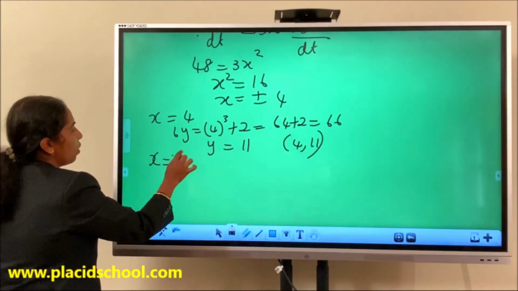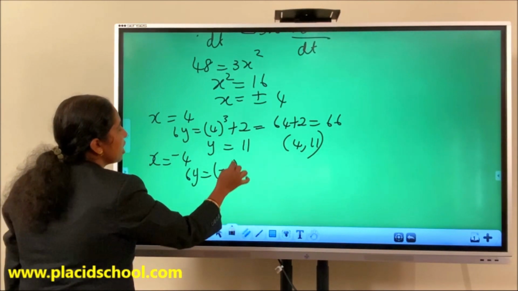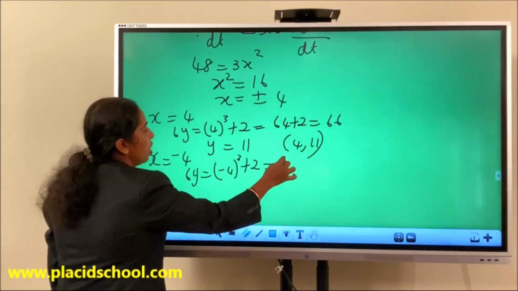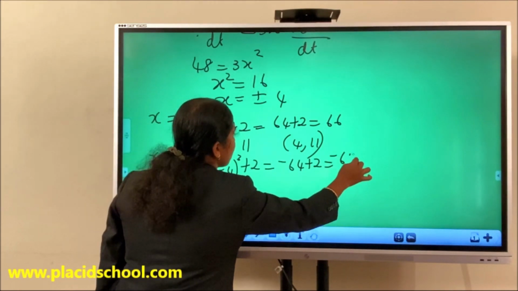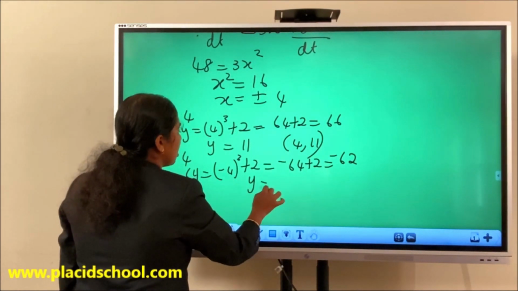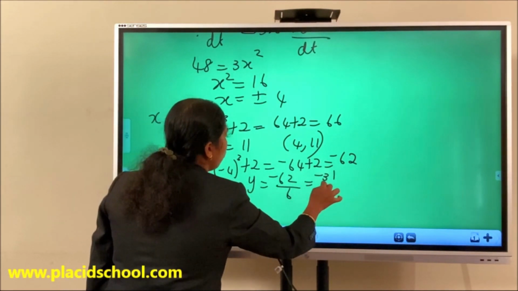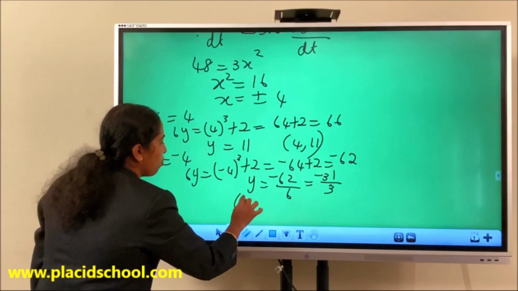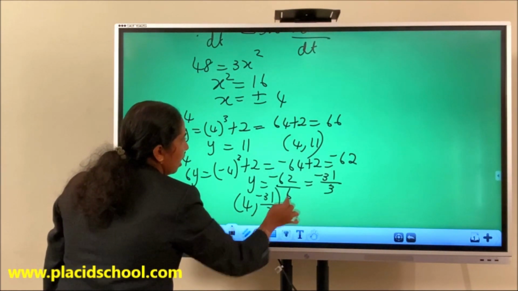Now, when x is equal to negative 4, 6y is equal to negative 4 cube plus 2, which is negative 64 plus 2, which is negative 62. And therefore, y is equal to negative 62 by 6, which is negative 31 by 3. Therefore, the next point is (-4, -31/3).